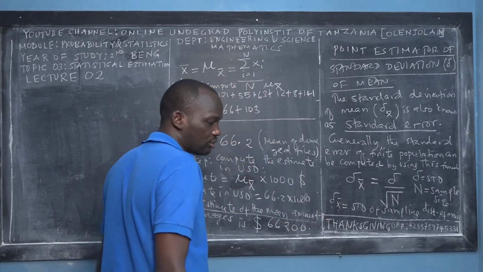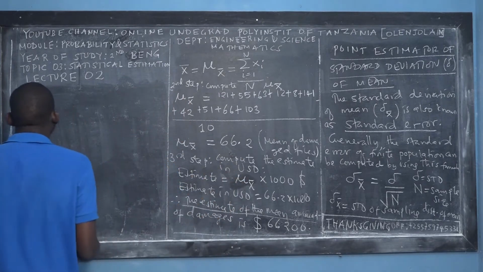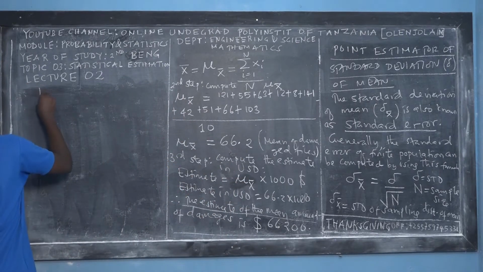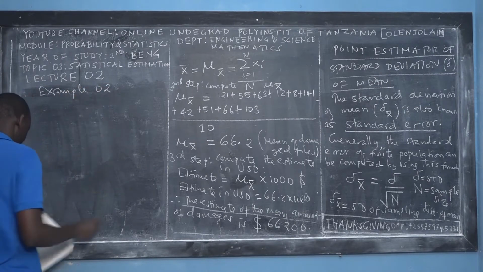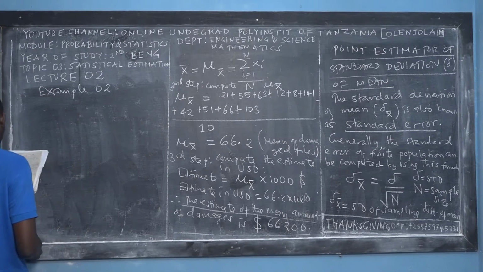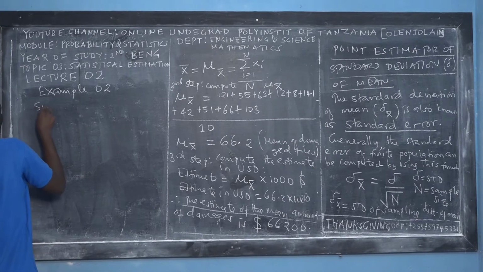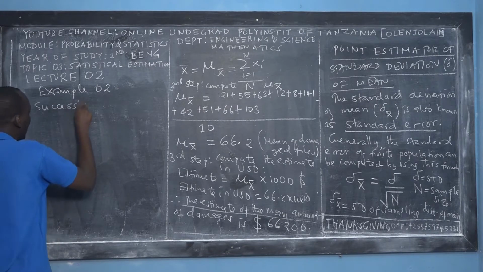So that's the formula. Next I have to give you a problem and teach you how we can solve it. So we go to example 2. In example 2, the question is a little bit long. It's one of the long questions, but just read it and then extract the important information.